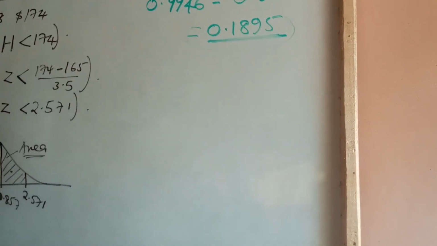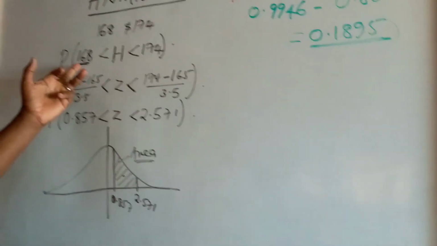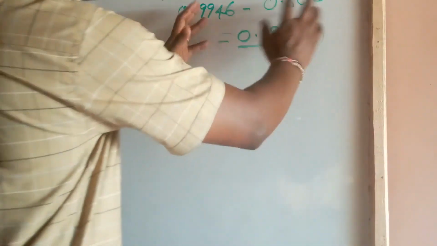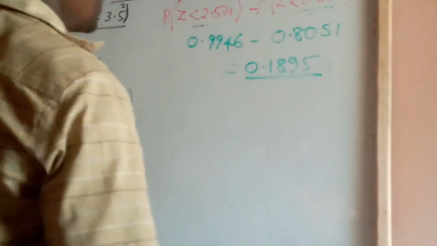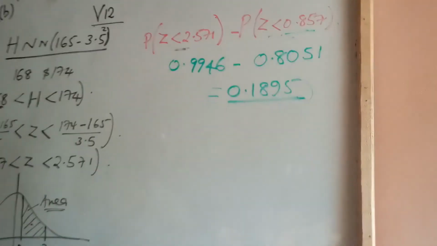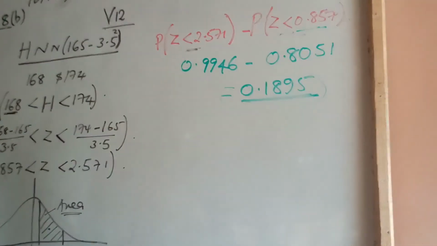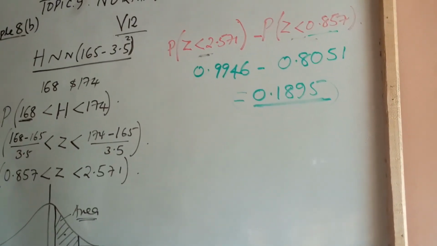Or rather, all women between 168 and 174 centimeters tall comprise, if you multiply this by 100, 18.95%. So either way, the probability of finding a woman in that range is 0.1895. And that is the end of example 8.